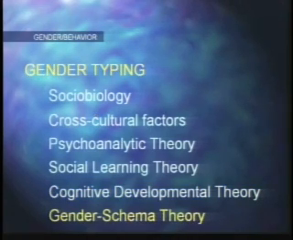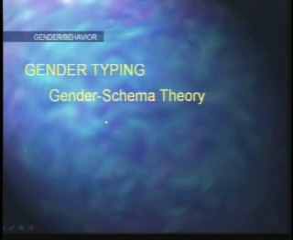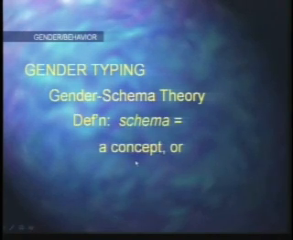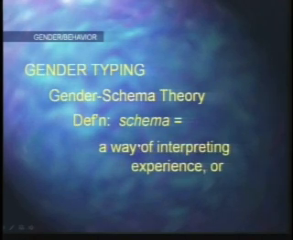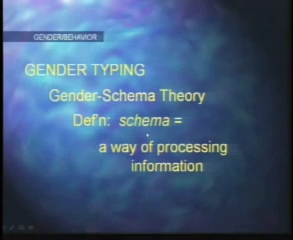In this case, obviously, we need to know what we're talking about by way of schema, and we define that simply as a concept. Or we can define it as a way of interpreting experience, or a way of processing information. All of those would be internally consistent ways to define the word schema as it's being used by Kohlberg and those in a cognitive developmental frame of reference here. Okay, so gender typing, according to these theories, would involve the establishment of 3 different types of concepts. I told you it was going to be a little definition heavy at the beginning here.